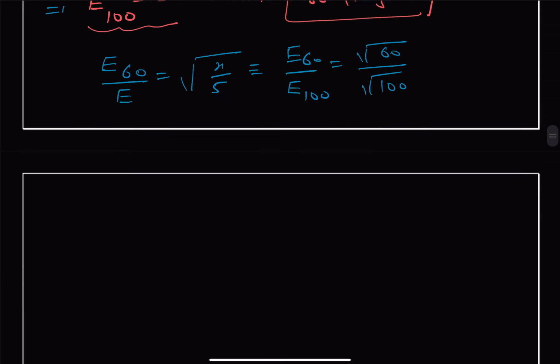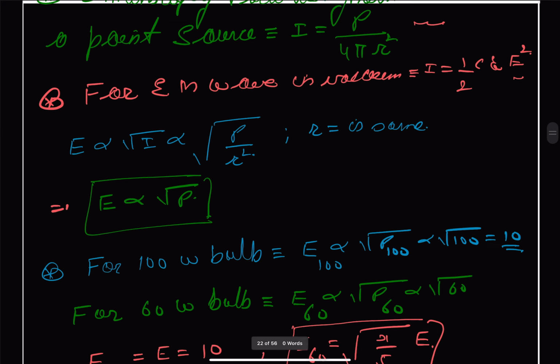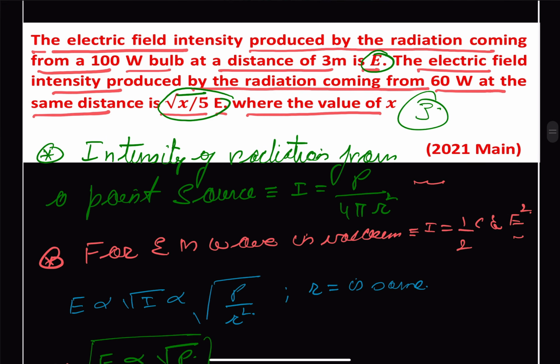Now it is quite easy to solve. So we can write x upon 5 is equal to 60 upon 100, and this 100 goes by 20, and 20 goes by 3. Therefore we get that the value of x is equal to 3. So the value of x is 3. Next question.